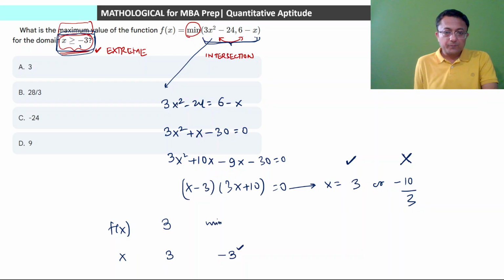So for the minimum of 3x square minus 24, 3 into minus 3 whole square is 27, minus 24, that is equal to 3, and 6 minus of minus 3 is equal to 9. So between 3 and 9, the minimum is 3. So this will also give us the value of f(x) equal to 3 at minus 3 as well. So f(x) is equal to 3 at 3 as well as minus 3. At both values, f(x) is equal to 3 only. So the maximum value will be nothing else but 3. Option A will be the answer.